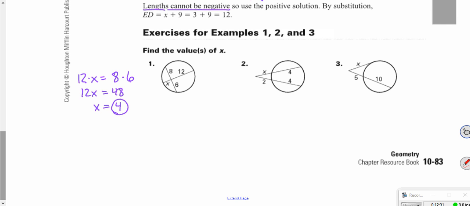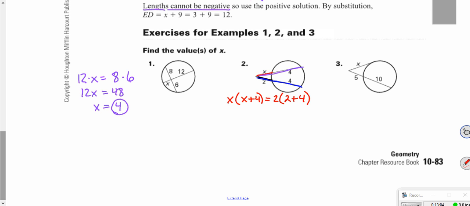So again, we've got the external times the whole equals the external times the whole. Okay, so we got to be careful here. So external times the whole on that side would be x plus 4 equals external times the whole on the blue side there would be 2 plus 4.